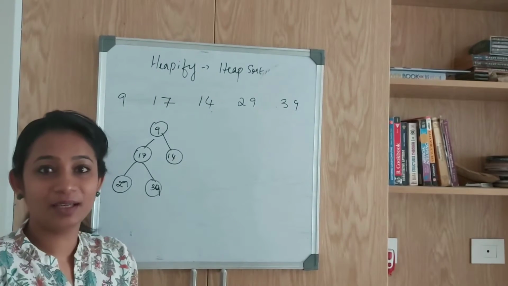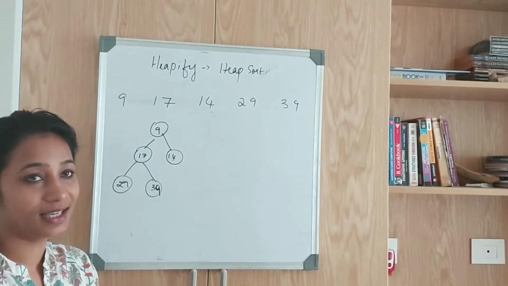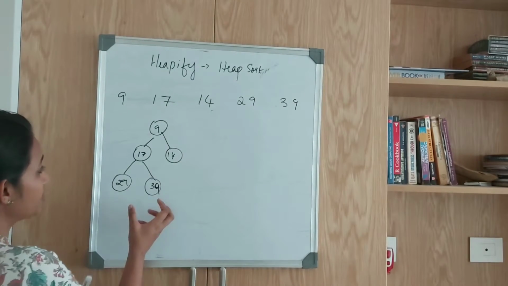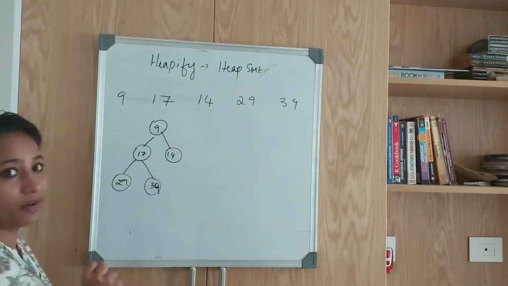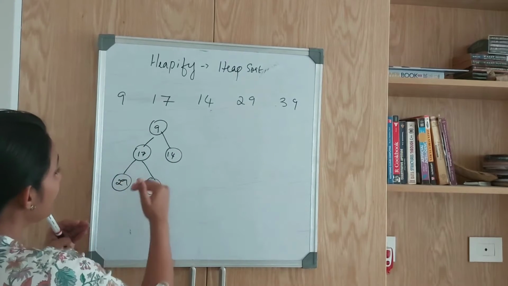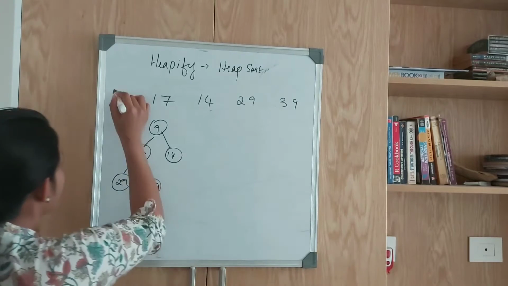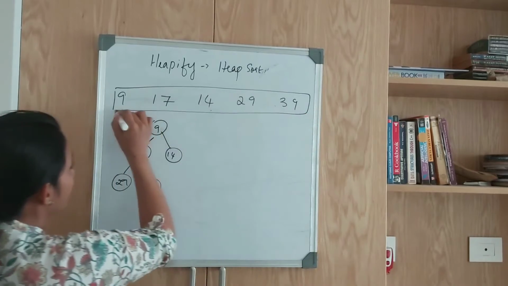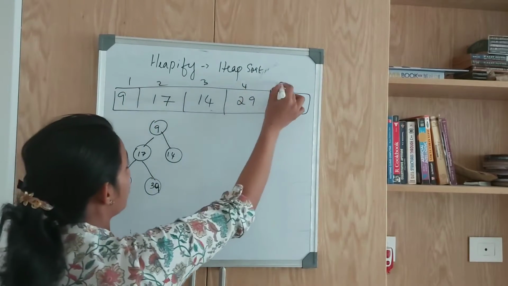So let us learn the Heapify technique and how to create a heap using it. Here we have a tree with a set of numbers, and now using the Heapify technique, how to create a heap is the idea over here. So let's have this array, with the indices 1, 2, 3, 4, 5.